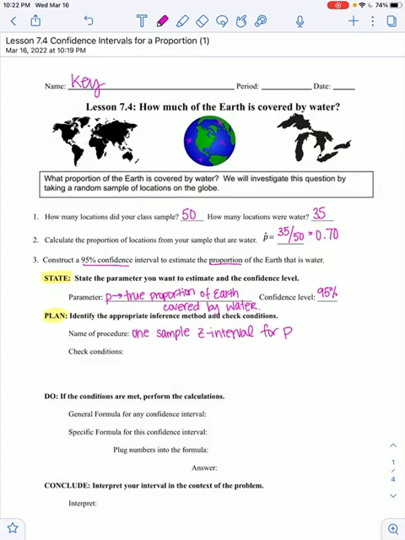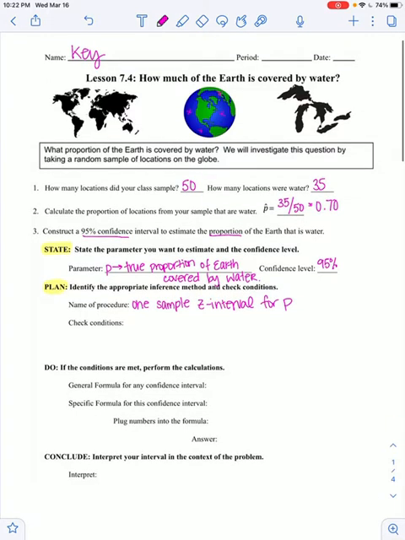Next, we're going to check our conditions. Can you think of the conditions that we're going to use? First one is random. We want to check that it's a random sample. In this situation, we randomly selected locations on Earth.